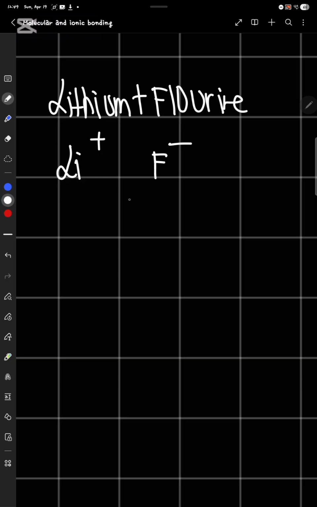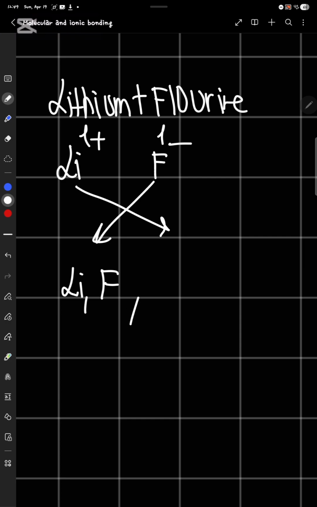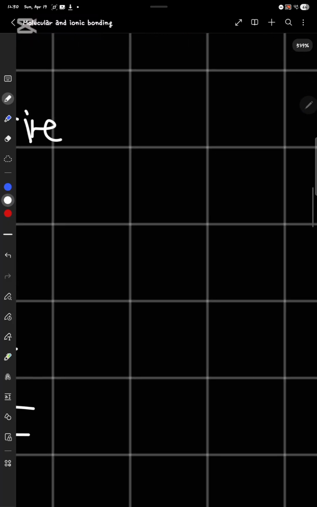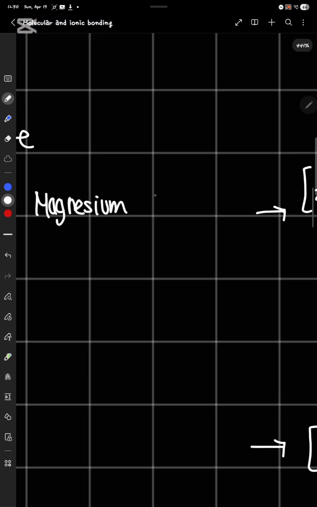Crisscross means that the charge goes as a subscript of the other atom. So let's say lithium and fluorine, right? Let's just write down the elements first. And imagine there's an invisible 1 here. So 1, 1, because the charge from fluorine is now a subscript of lithium, and the charge of lithium is now a subscript of fluorine, okay? This is a bad example. Let's try another example, okay? Let's try magnesium and fluorine.